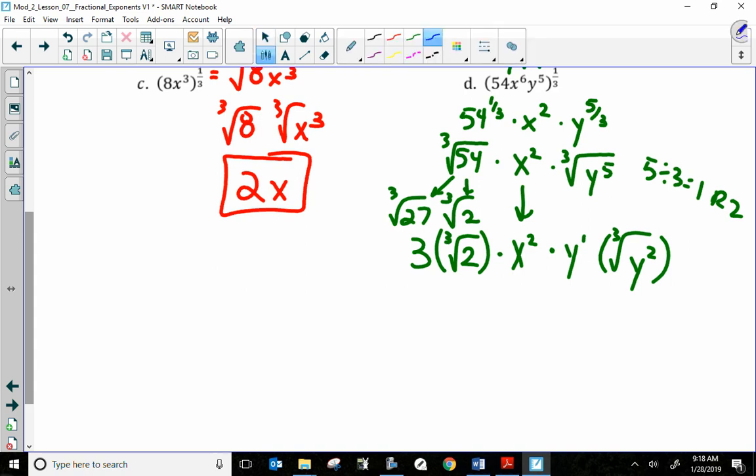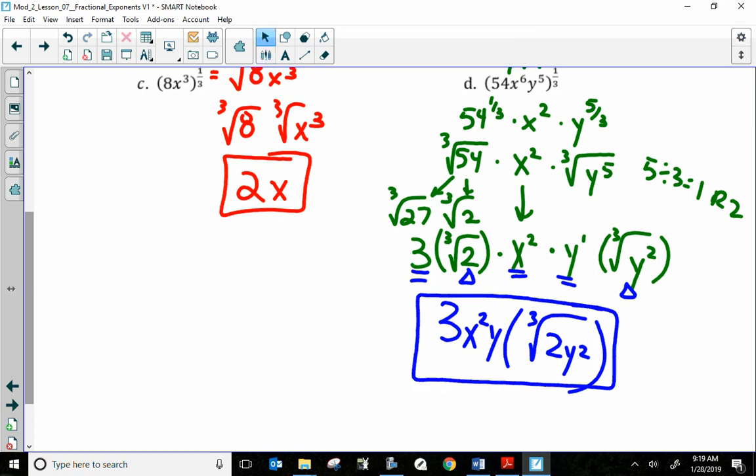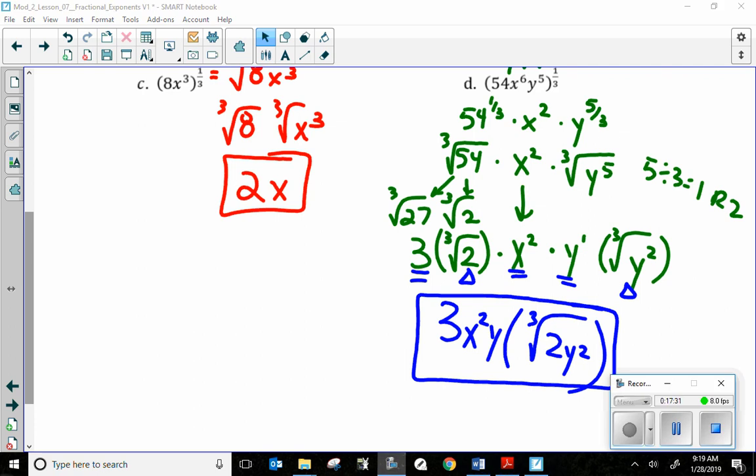And now it just comes to a point where I write everything outside of the radical together. 3x squared y. And then everything that's still in a radical will stay there. 2y squared. Okay, so again, this is a review of also simplifying radicals. This all ties in together, okay? This helps you really get a solid grasp on the foundation of radicals. This is really good stuff, people, really good.